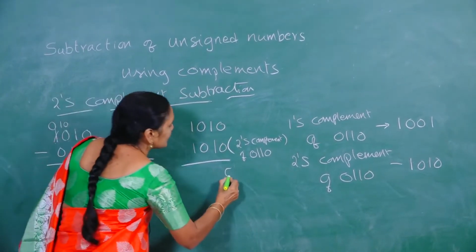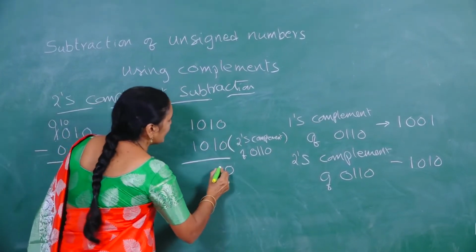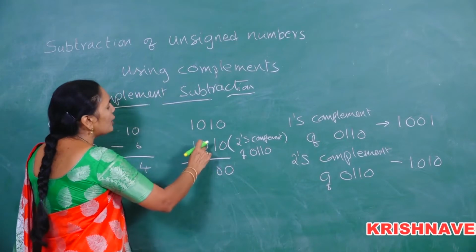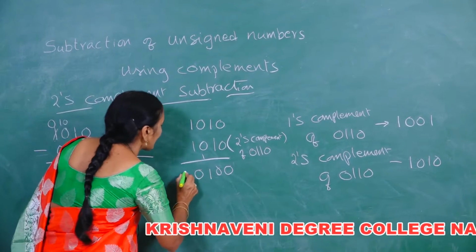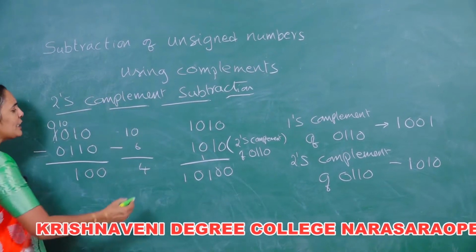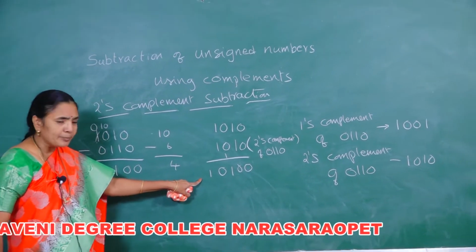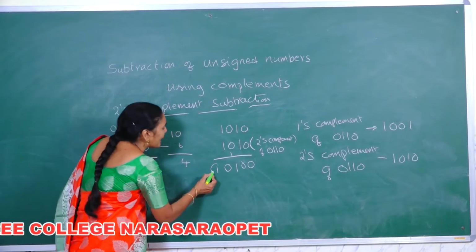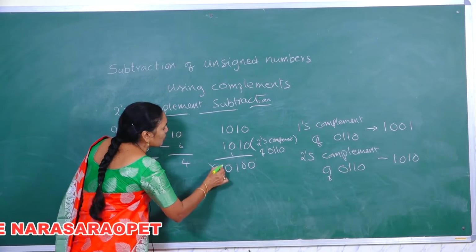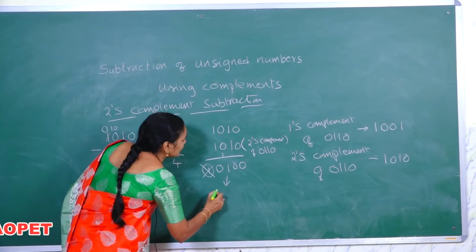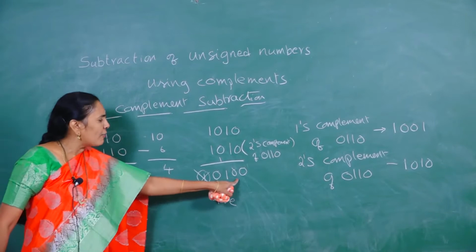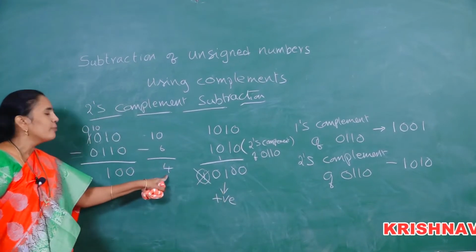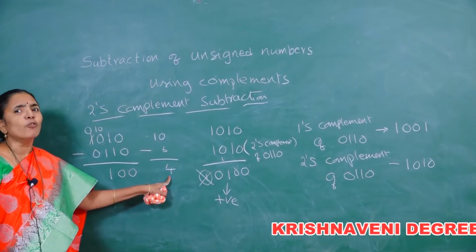0 plus 0 is 0, 1 plus 1 is 0 with a carry of 1, 0 plus 0 plus 1 is 1, 1 plus 1 is 0 with a carry of 1. So, as we have discussed previously, if there is a carry out of the last digit, it is to be discarded and the answer is positive. The decimal equivalent of this answer is 4, which is the answer that is to be obtained.